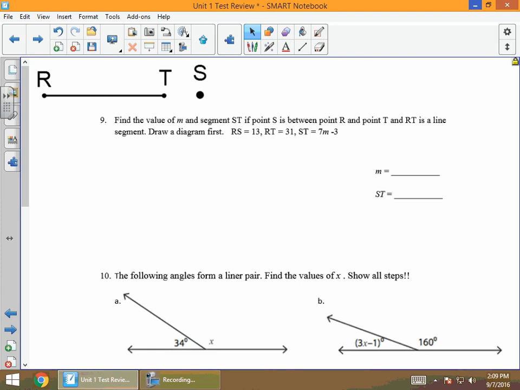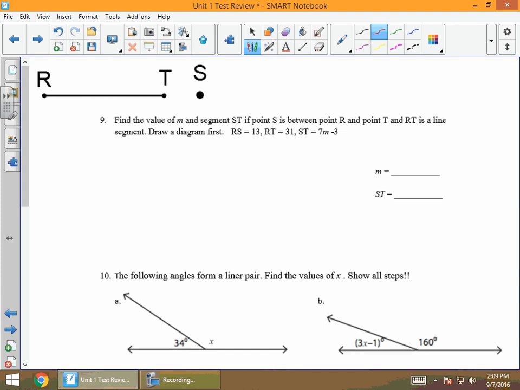This is going to be questions 9, 10, and 11. So 9, 10, and 11. Number 9 says find the value of m and segment ST. So looking for two different things. Sometimes it might even help to circle, but you will see off to the right-hand side, it shows there exactly what you're looking for.